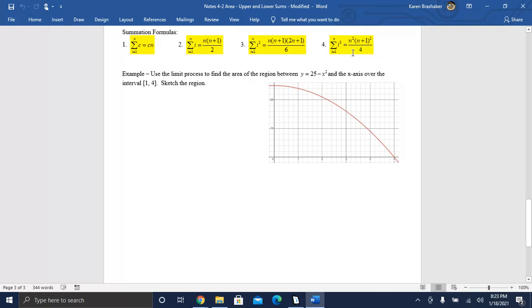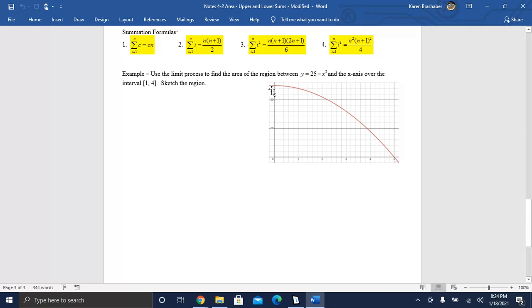Now, these formulas, I would like for you to know them. I know we're not going to have as much practice with them this year, so I may have to give them to you, but I definitely want you to be familiar with how to use them.